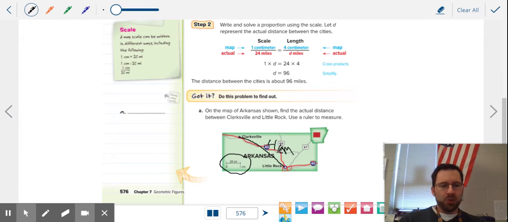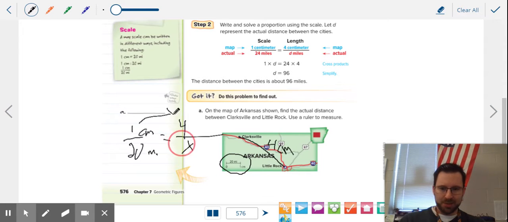Okay? So when we have the scale, what we do is we set up our little proportion. We know that 1 centimeter is equal to 20 miles. And we know that we're going 4 centimeters. So what's the proportion? You can kind of see sideways, it's times 4. 4 times 20 divided by 1 is 80 miles.